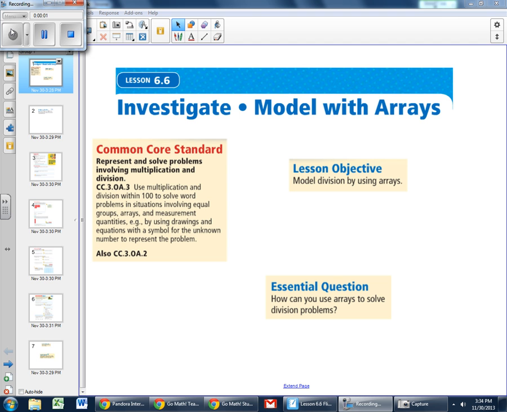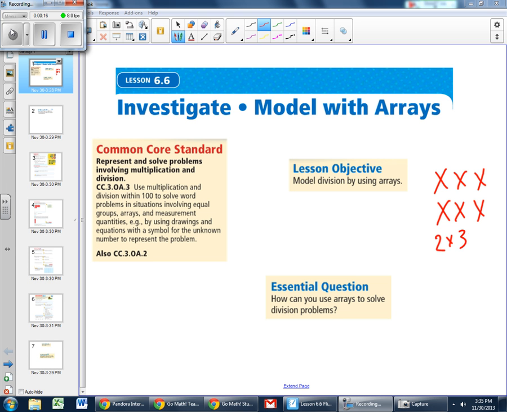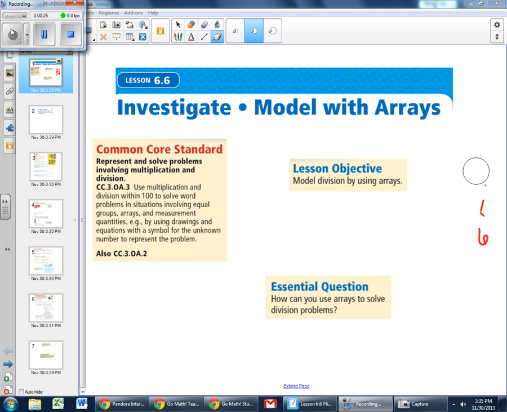Lesson 6.6. We're going to investigate and use some models with arrays. Remember, arrays are the strategy that we learned where you make equal rows and columns to figure out what your math problem is. So we're going to use those today with division, looking at how all of these things are related: multiplication, division, addition, and subtraction. That is our objective today, to model division by using arrays.